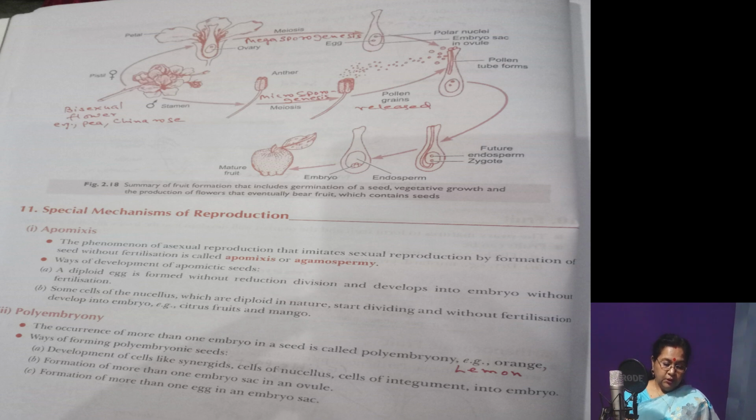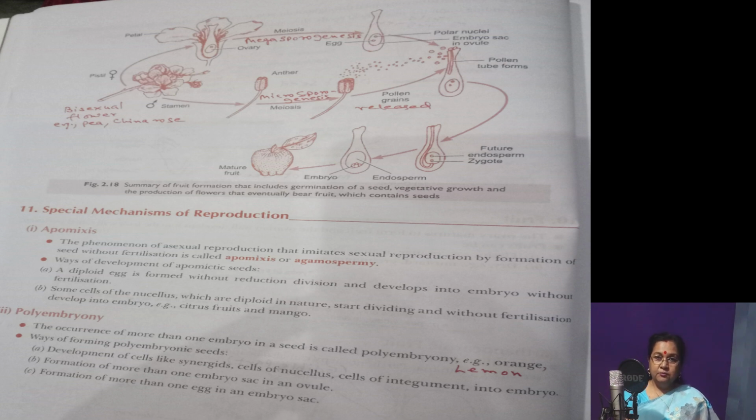So these seeds are apomictic seeds. You might have seen in oranges and lemon, there are many seeds. They develop in this way, certain mangoes also.